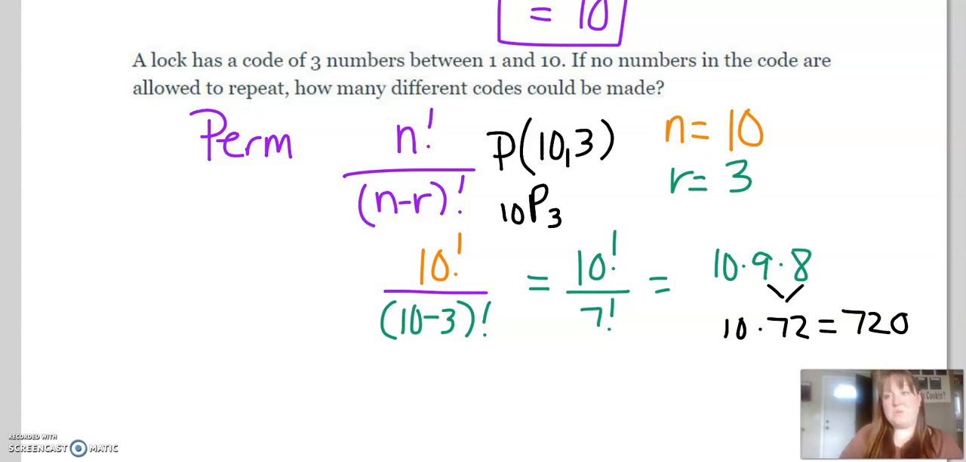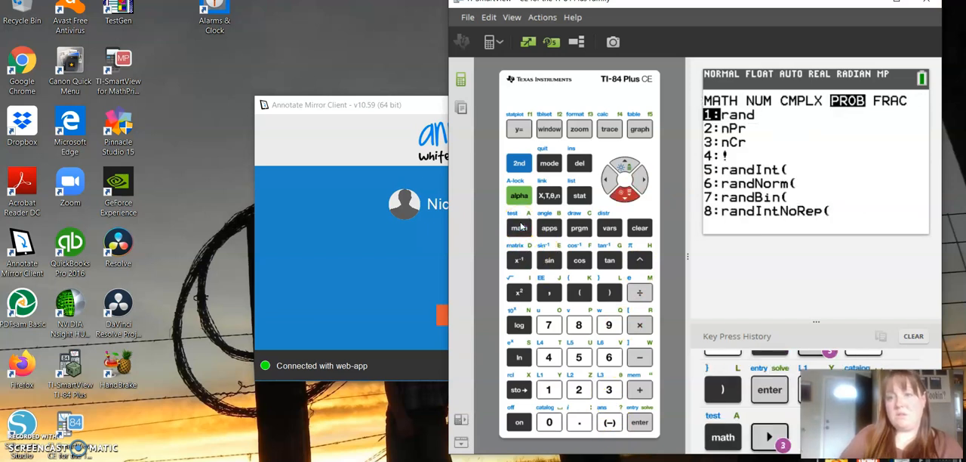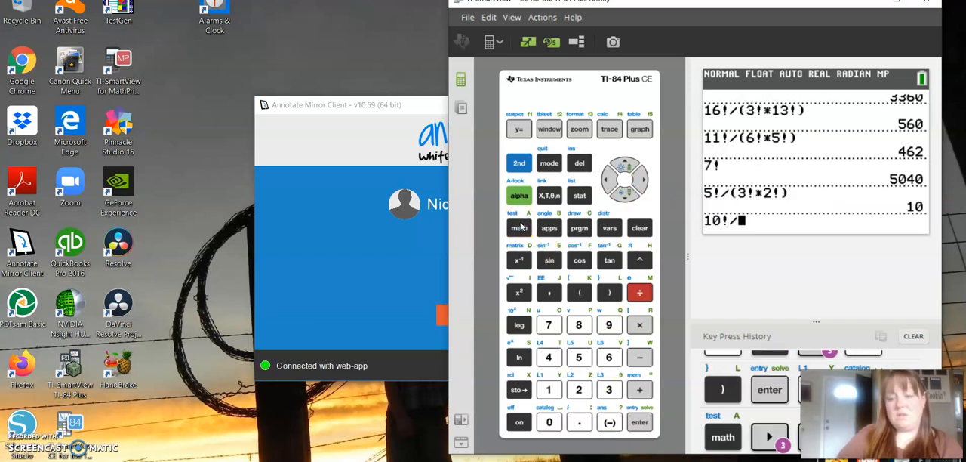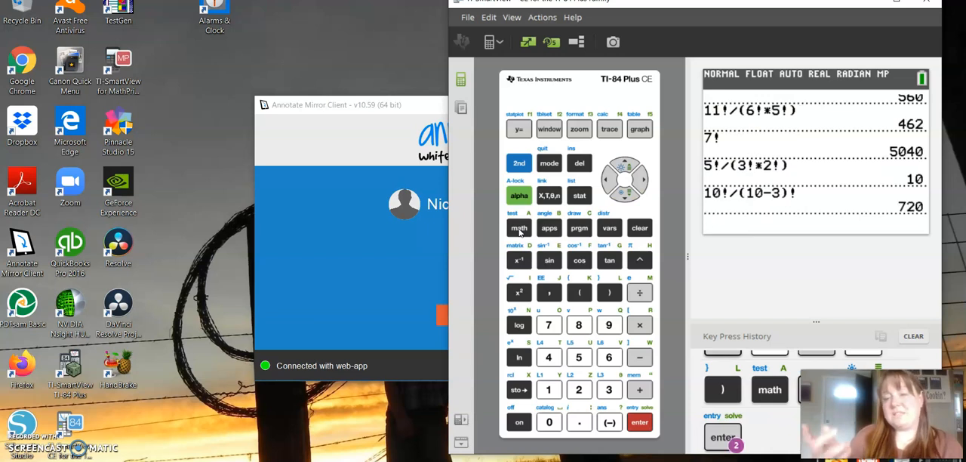Or let's look at how to do it in the calculator. So we do 10 factorial divided by, we could even type in 10 minus 3 factorial. As long as we put it in parentheses, we're totally fine, right? And we get 720.